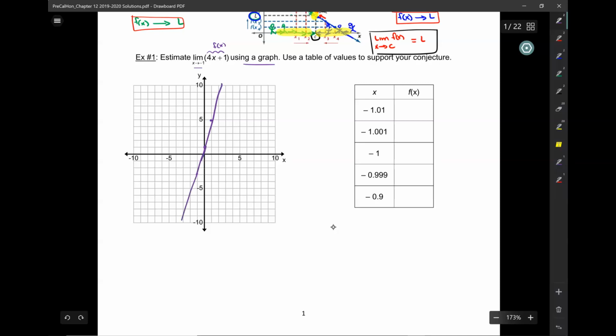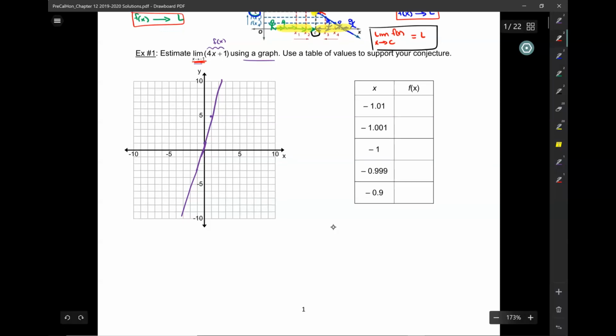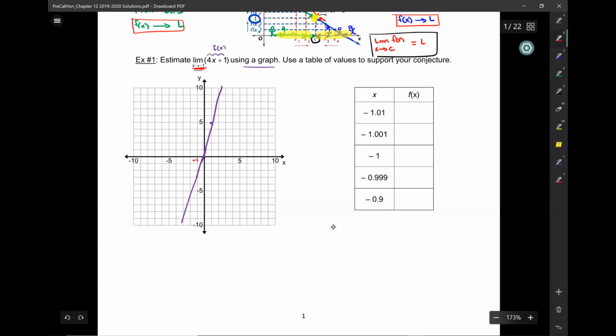Okay, very cool. Of course, we're going to use a ruler to do this. So what we're asked to find here is, what is the limit as x approaches negative 1? All right, so what I do first here is I go to x equals negative 1. That's here. And now I'm at x equals negative 1.